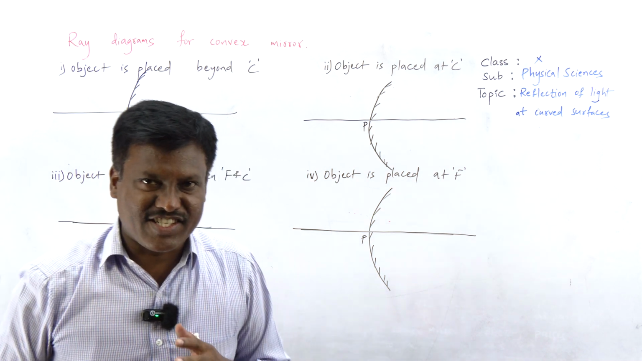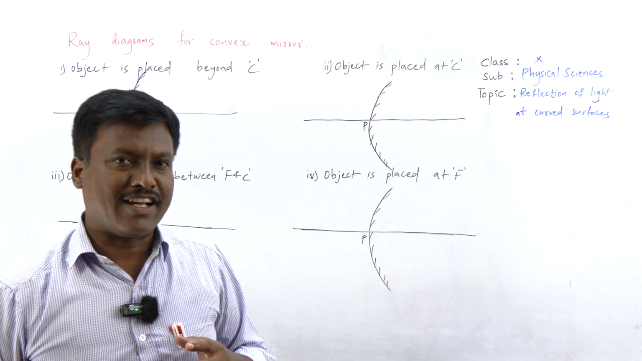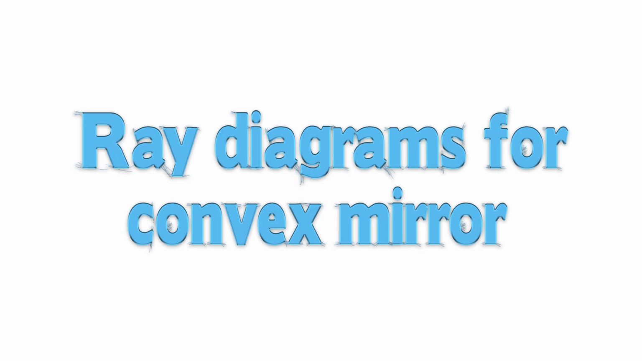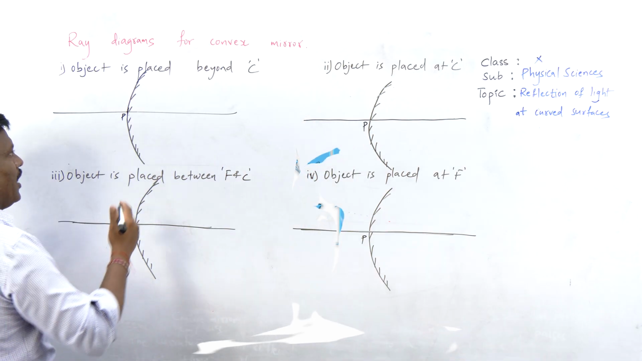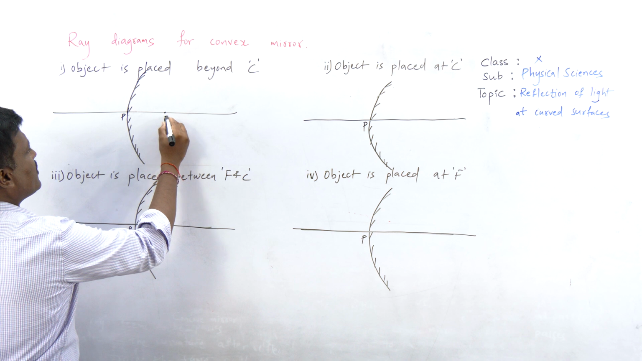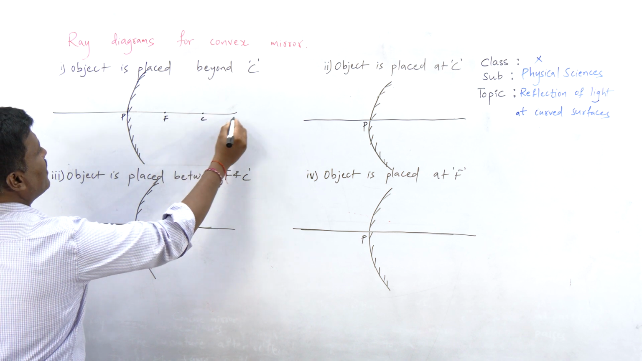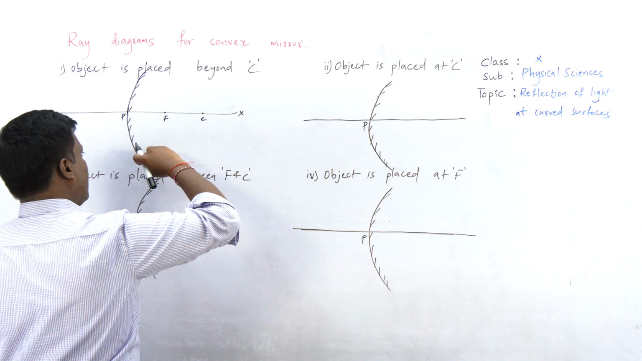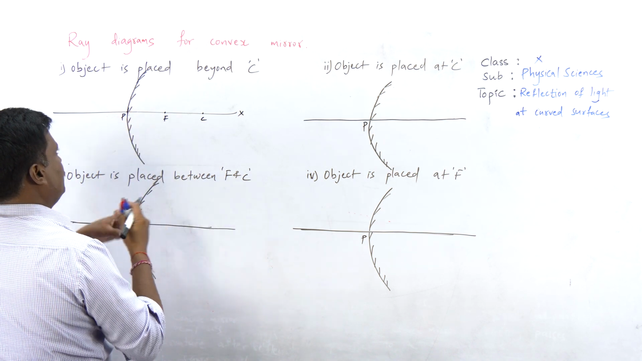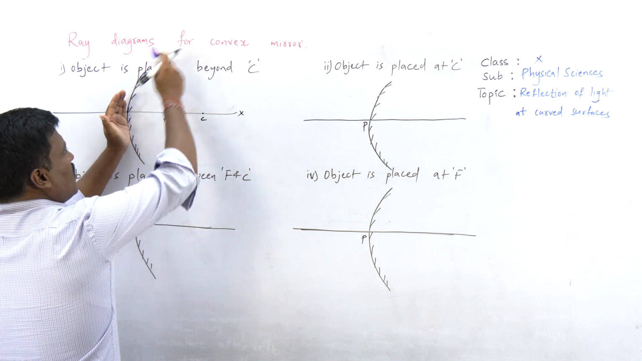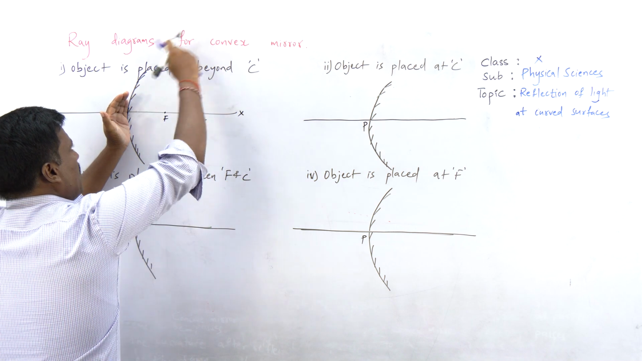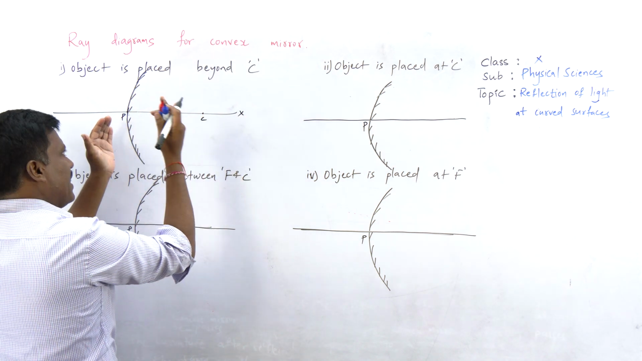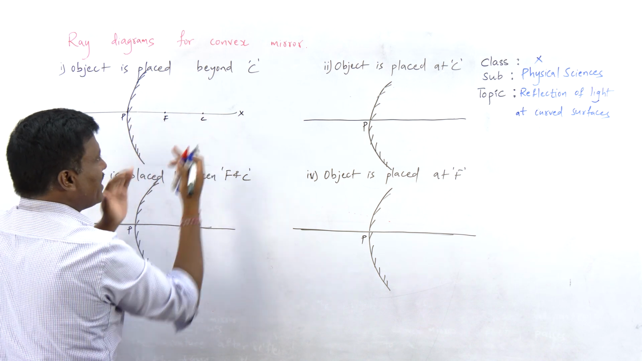Till now we have discussed rules to draw the ray diagram for concave mirror. Now we are going to draw the ray diagram for convex mirror. See, this is the real focus and real center of the curvature of the convex mirror. Why? Because the curvature of this convex mirror is towards the right side. So when we complete the sphere, we get the center here. That is why the real center is behind the mirror.